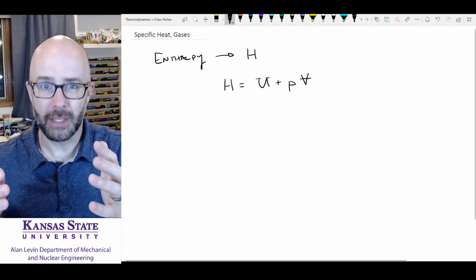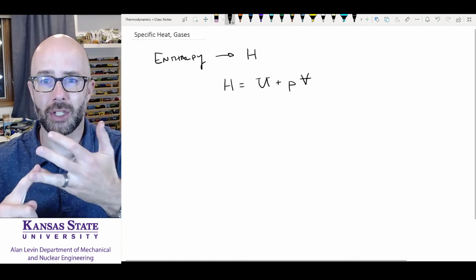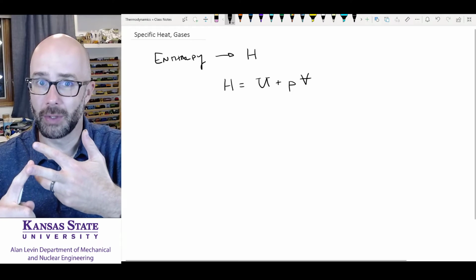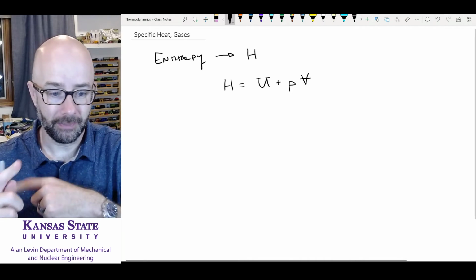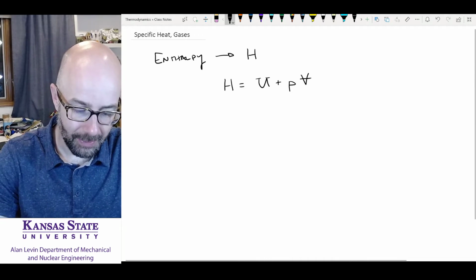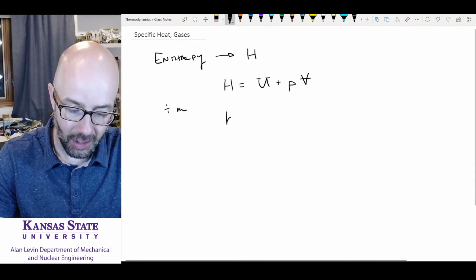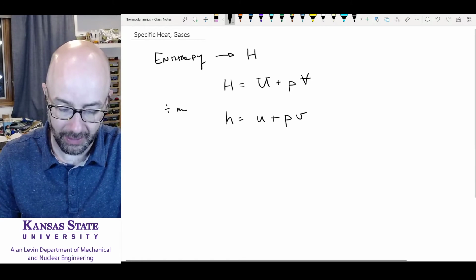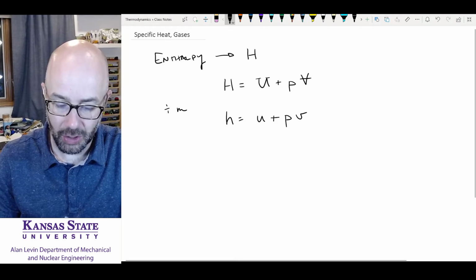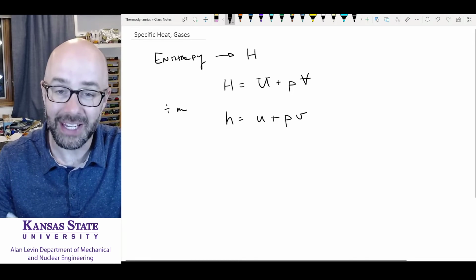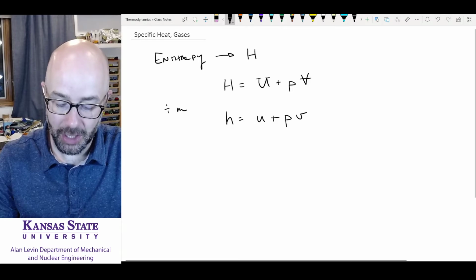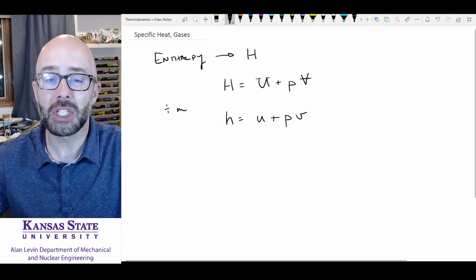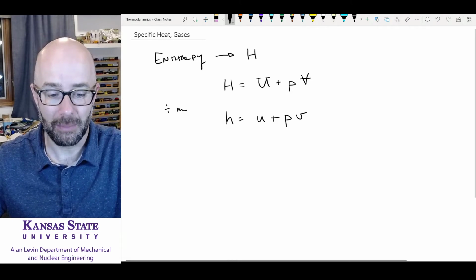Now, these are all properties. Internal energy is a property, pressure is a property, volume is a property. So that means that enthalpy is a property. And we can put it on a unit mass basis. So we divide by mass, and we can say that lowercase h is equal to lowercase u plus pressure times specific volume. So this is specific enthalpy is equal to specific internal energy plus pressure times specific volume. All those specifics come in there when you divide by mass.